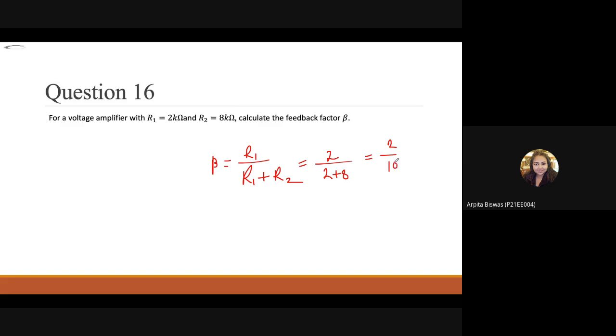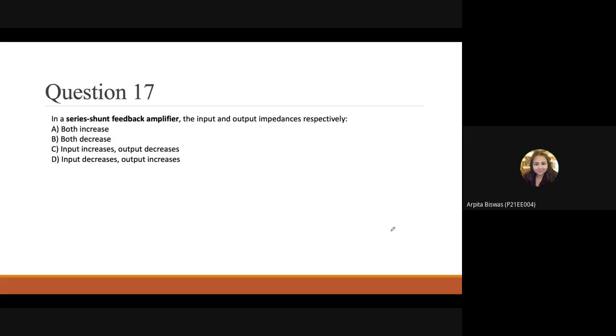If you know the equations and how to find out, then it will take less than 1 minute to find the answer. That's why I already told you in the lecture to please go through the lecture video which sir already shared in the class. So here is the beta.